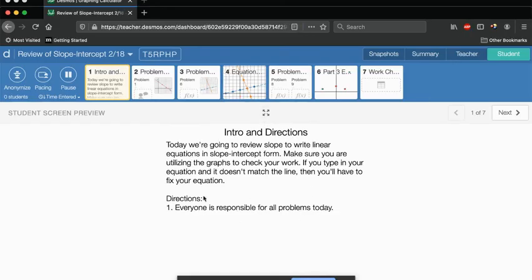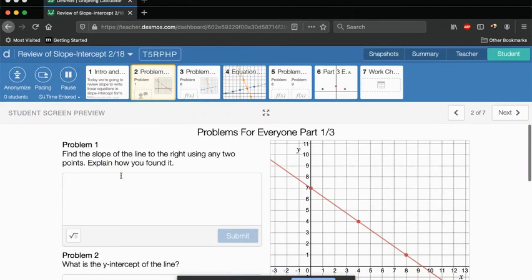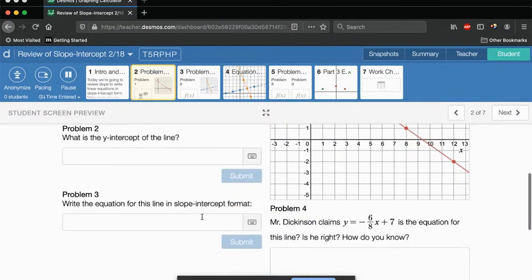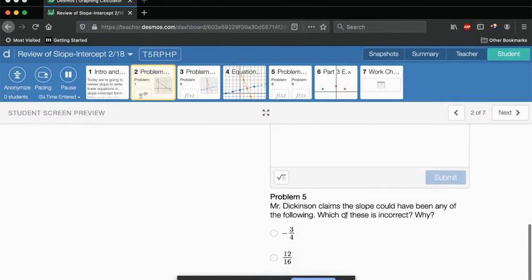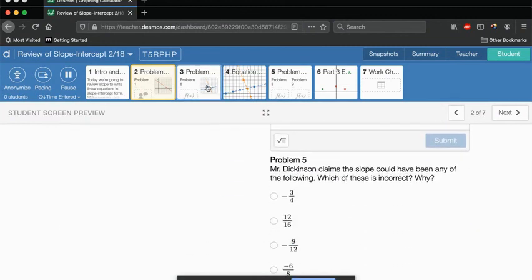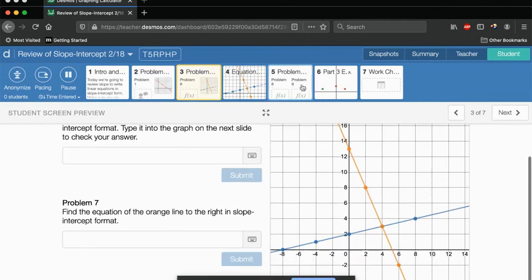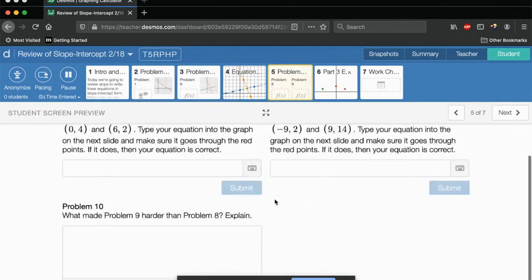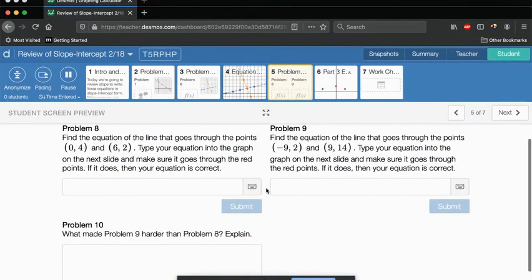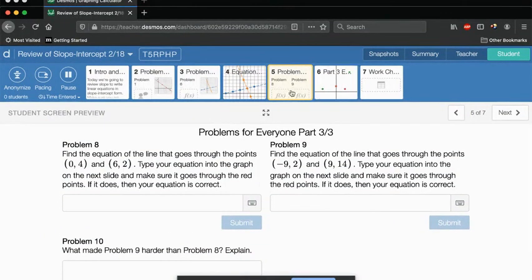So everybody's got to do all problems. There's no challenge standard mix. You'll have that tomorrow during in-person. But all this is asking you to do is, same thing, find the slope, find the y-intercept, write me an equation. I'll ask you a couple reasoning questions. I'll have you write a couple more equations, and then I'm going to ask you to think a little bit differently. So nothing crazy. Should be pretty straightforward, but if you have questions, let me know.